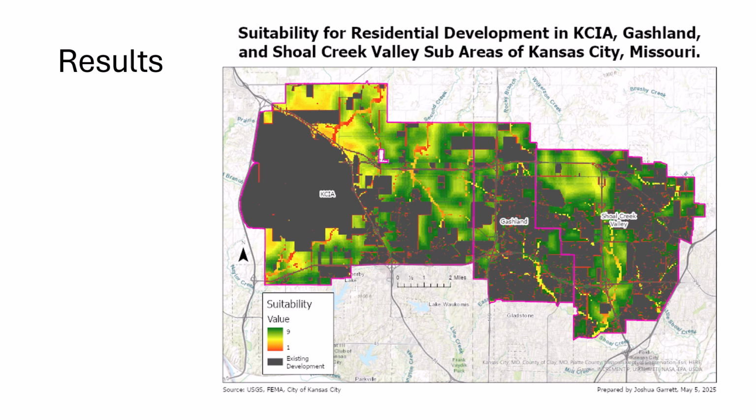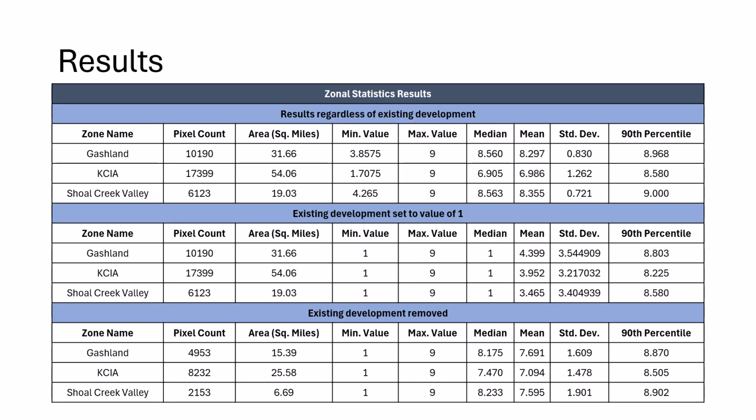As you can see in this image, it very much skews towards suitability. I'll go more over that in the next slide, but there's lots of green, lots of areas that are very suitable for residential development. That was a little surprising, a little bit more than I expected, to be honest. So that's where these statistics come in.